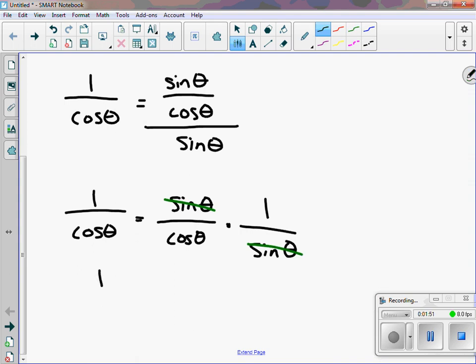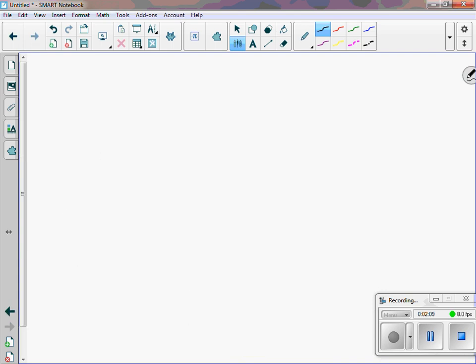Now I'm left with 1 over cosine of theta equals 1 over cosine of theta. I just verified that the left side equaled the right side. And that was because I changed everything into sine and cosine to see things cancel. Now, it does get a little bit harder, and sometimes you have to use your Pythagorean identities or any other kind of combinations that are on that cheat sheet that I gave you.